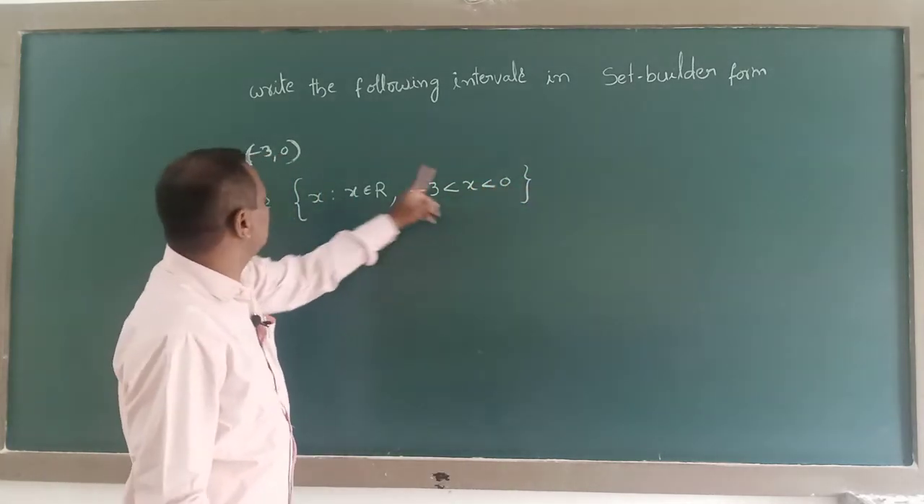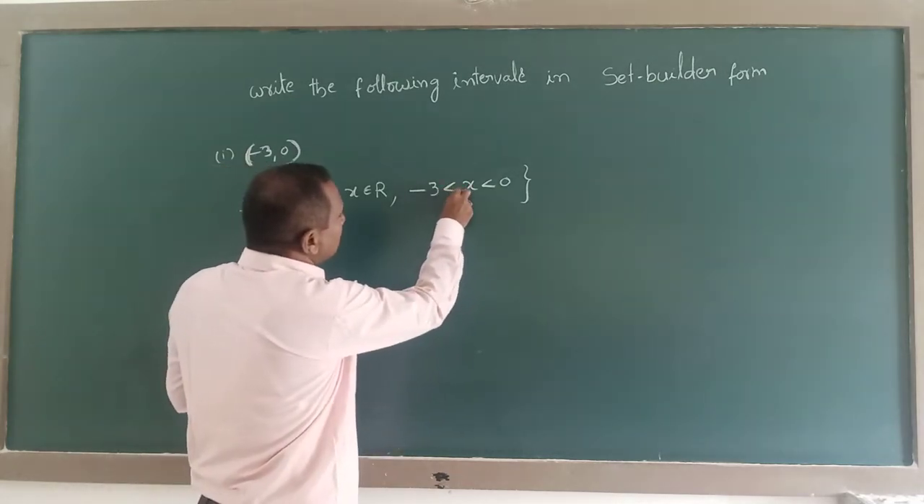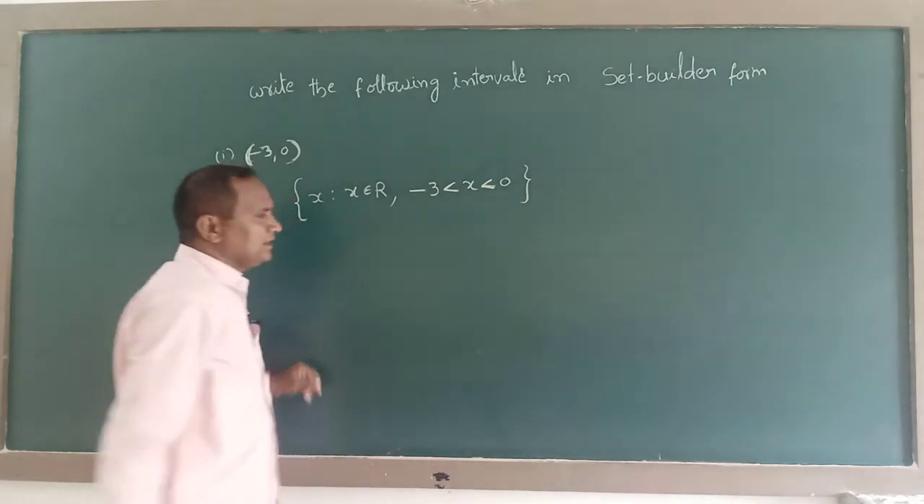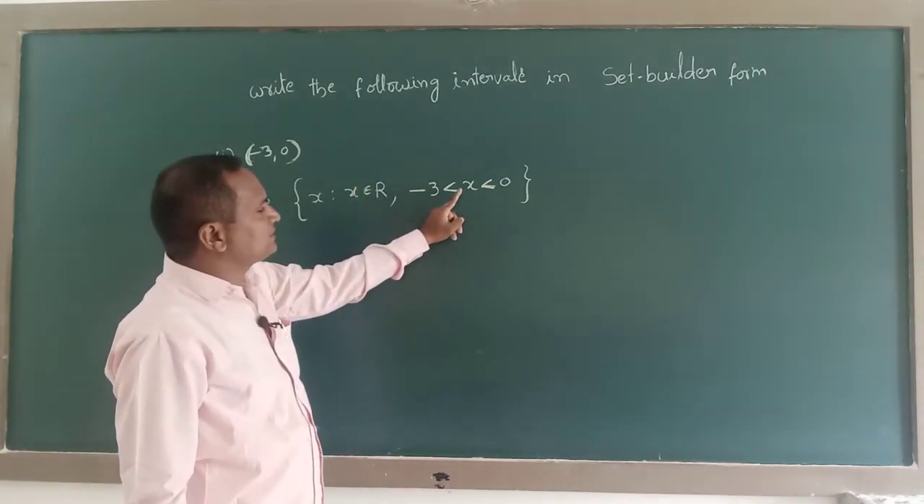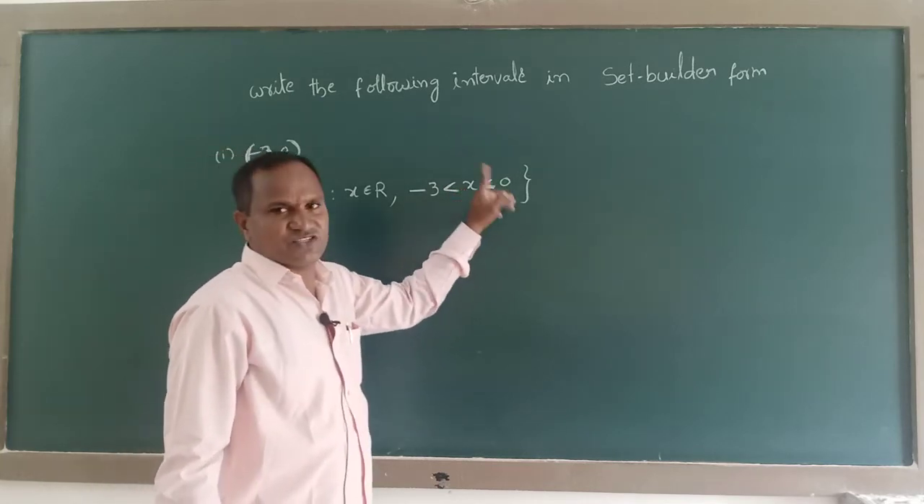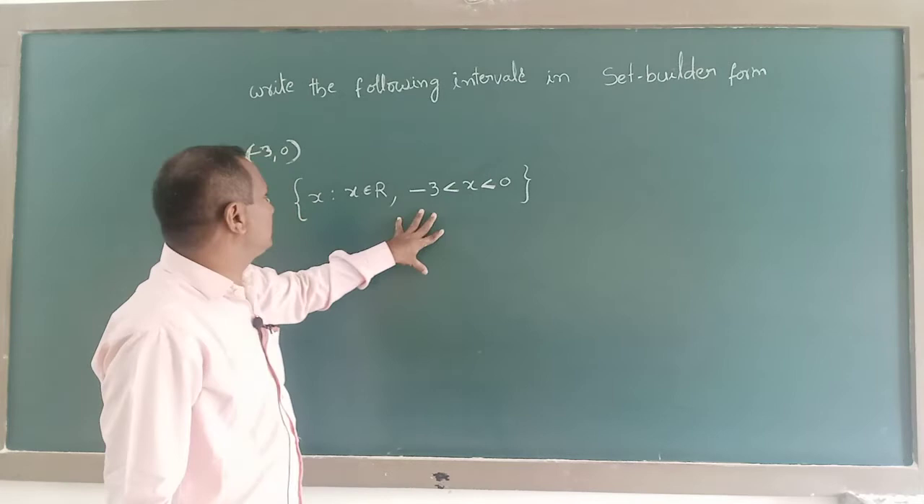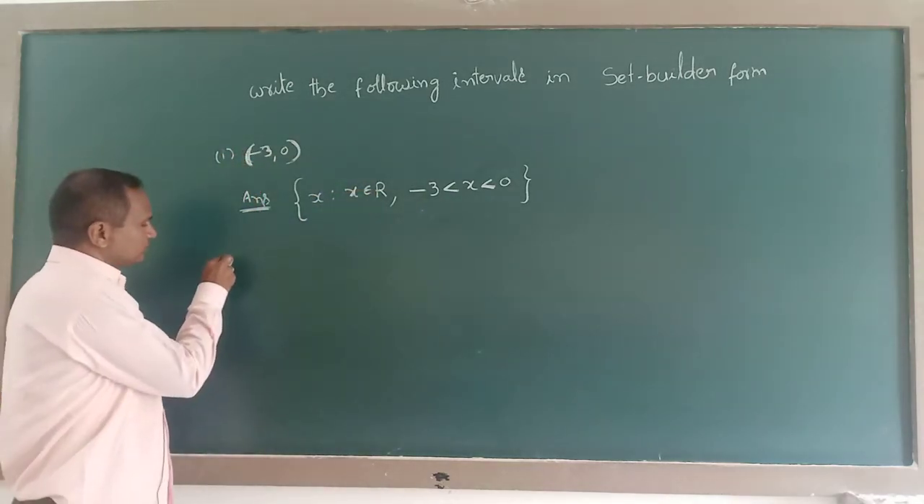On both sides open interval is there. That's what we must write with the symbol strict less than. Minus 3 is strictly less than x, and x is strictly less than 0. This is the set builder form for the first question. Now second question.